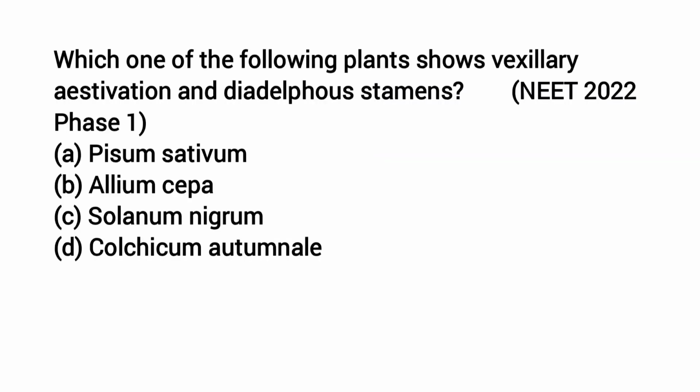Next one, which one of the following plants shows vexillary estivation and diadelphous stamens? Vexillary estivation and diadelphous stamens are the main characteristics of the Fabaceae family, and the best example for that is the pea plant, that is Pisum sativum, an example of family Fabaceae. So option A is the correct answer for this question.